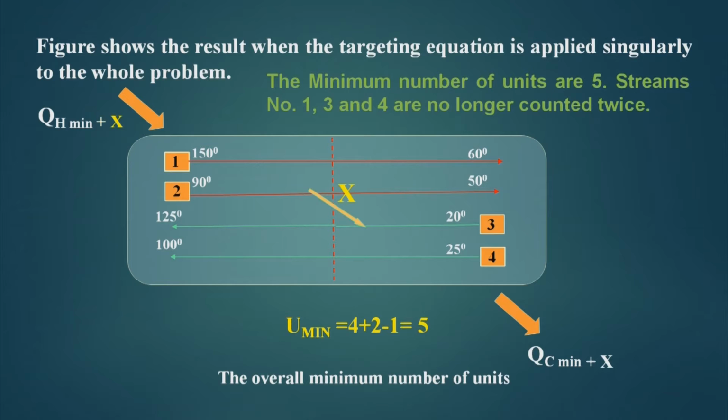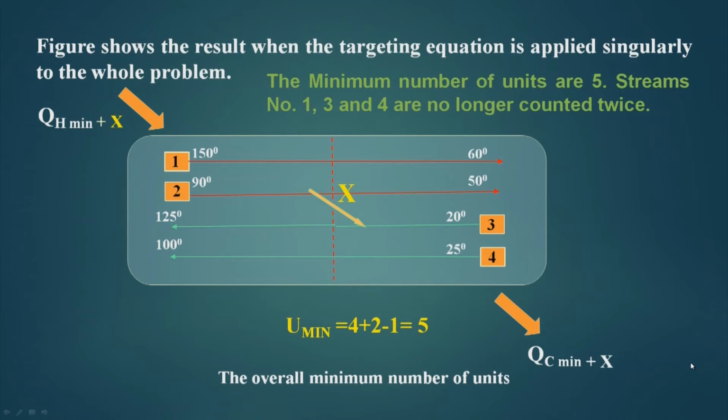So, the minimum number of units will be 5 in this case. That means 2 units can be decreased if I allow this heat of x amount to pass through the pinch. So, my gain will be 2 units, but what do I lose? QH minimum increases by x amount and QC minimum also increases by x amount.